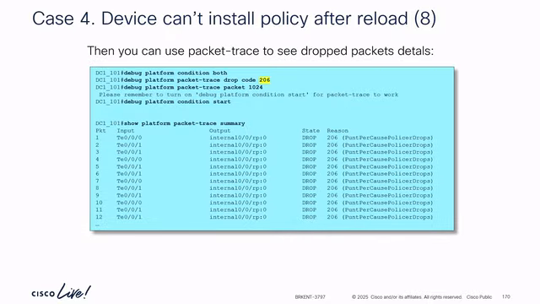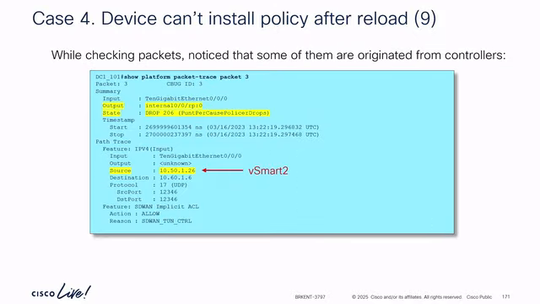Then we started the packet trace to see what exactly is being dropped. I specified the drop condition called 206 of that reason, and we looked at the details of a packet and found that most of them are coming from control plane components. This is the packet which is being dropped from vSmart 2.